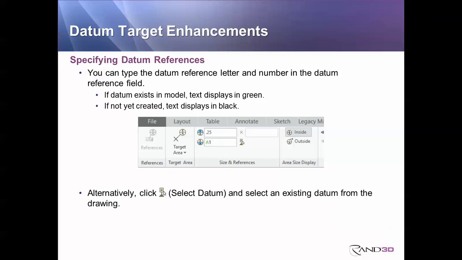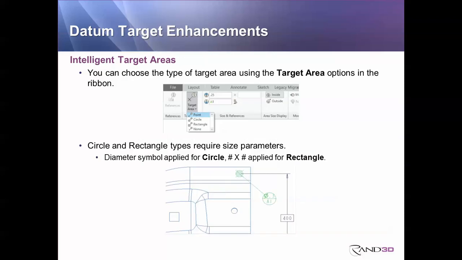If you would like or need to, you can type the datum reference letter and number in the datum reference field as you set up your datum targets. And there are intelligent target areas. You can choose the type of target area using what's called the target area option, and you can get to that from the ribbon. As you see, there's a big macro for it, which has specific items like circle and point, and rectangle options that may require some parameters to control the shape. But outside of that, you can set these up very easily.